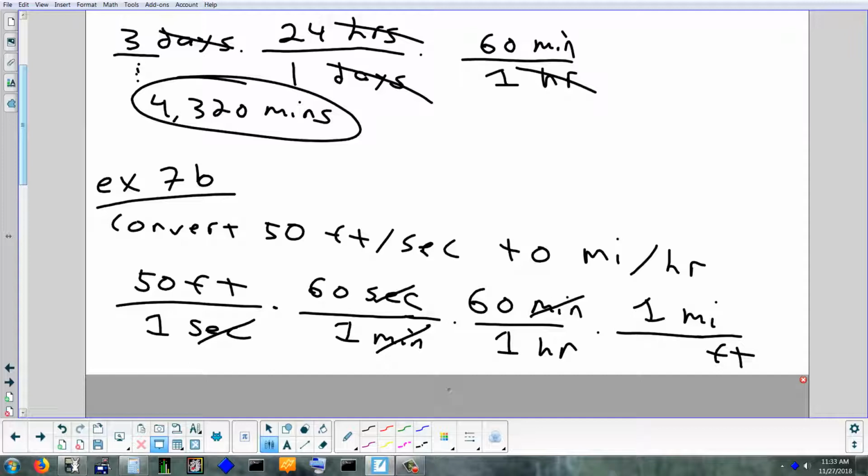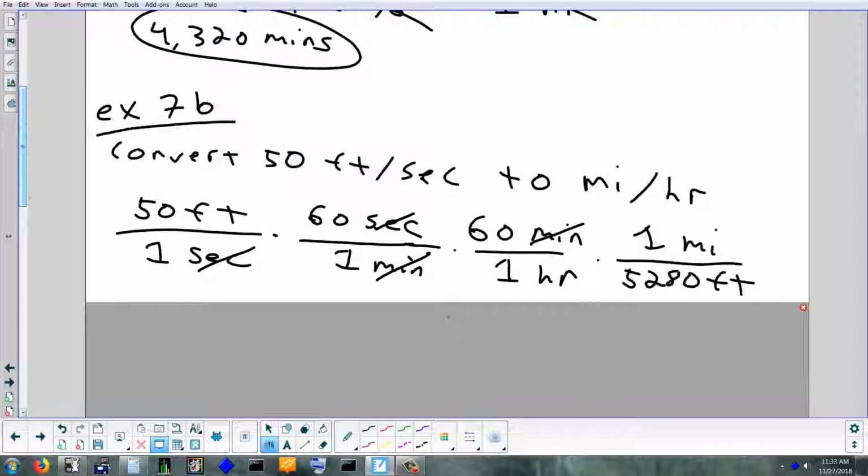How many feet in a mile? 5,076.3. There's no decimal. It is an exact number. It is 5,000. Everybody knows how many feet in a mile. 5,280. Did you just have that memorized? Yeah. I think at one point I must have learned it. 5,280.